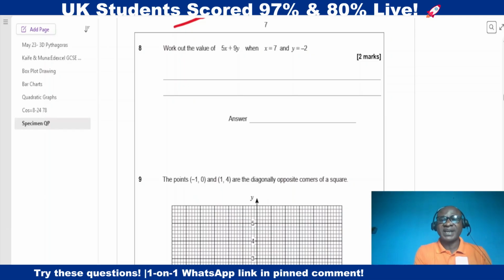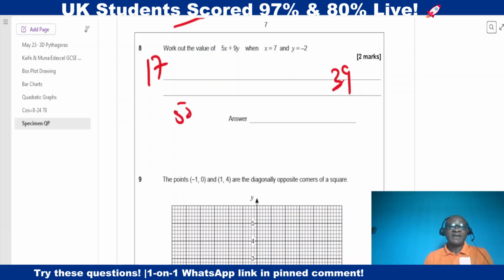Mona, your answer first, fast. Fast, we have 4 minutes left to end this lesson. Mona, give me your answer. 39. 39. Kaife? I got 17 for number 8. 17. All right.